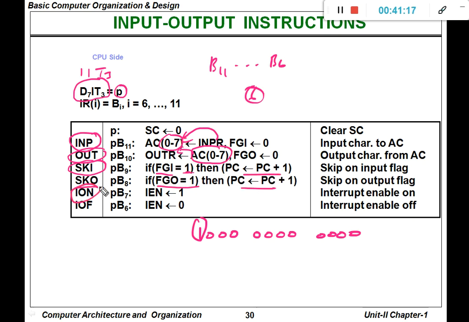We will be discussing ION as well as IOF after the discussion of the interrupts concept. So in the next class we will be discussing the interrupts concept: what is the significance of interrupts, what is the need of interrupts, and how we are going to implement interrupts, especially in the case of input output instructions. For today's class, that's all for now.